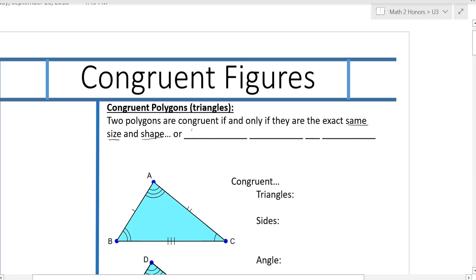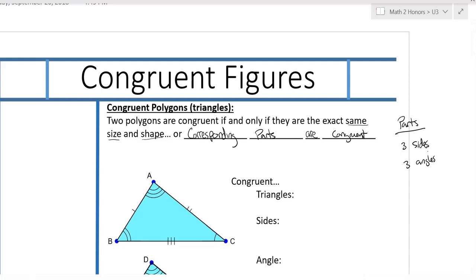Or we could say corresponding parts are congruent. So the parts of a triangle we say is made up of 3 sides and 3 angles. Okay, so if you have 2 triangles that are congruent, that means all 3 sides would match up, all 3 angles would match up in a particular order as well.